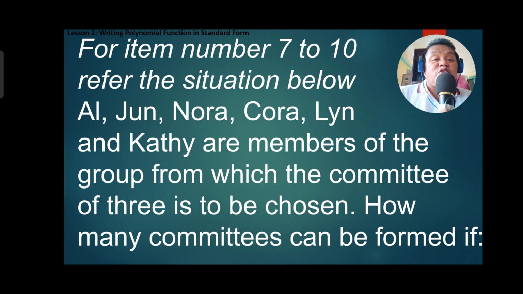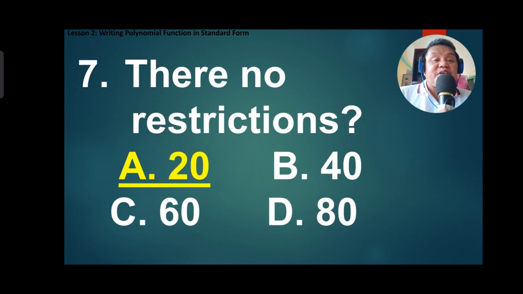Al, June, Nora, Cora, Lynn, and Cassie are members of the group from which the committee of 3 is to be chosen. How many committees can be formed if there is no restriction? The possible answer here is 20.